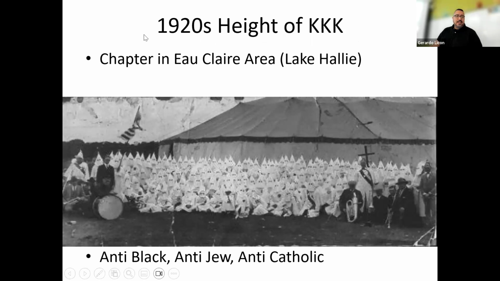Examples of this nativism in the 1920s when the KKK was at its height. I show you this example of a picture of the chapter in the Eau Claire area. Lake Hallie is probably like 5 miles north of here. And so I share this because it connects it locally, but also because it's a reminder that groups like this did not end with the end of slavery. B, it also wasn't just in the South. And it also wasn't just in big cities or distant places. I mean, in the 1920s, the KKK had members of Congress, mayors of cities, chiefs of police, editors of newspapers. They were everywhere. They were having big parades in downtowns of big cities. They were very prevalent. They were anti-Black, anti-Jew, and anti-Catholic.